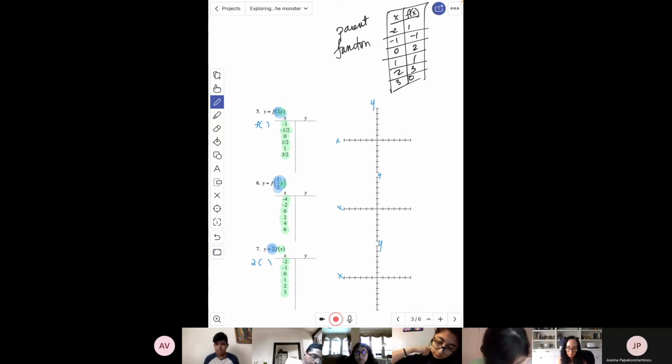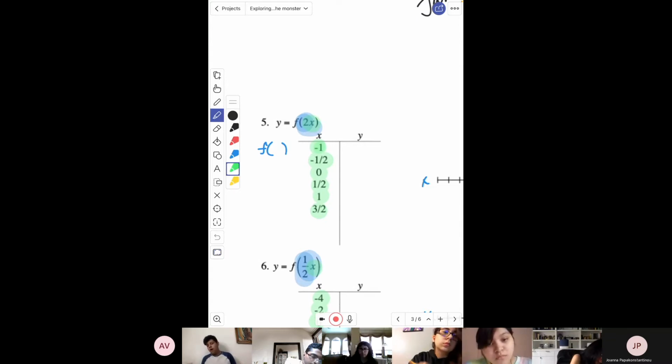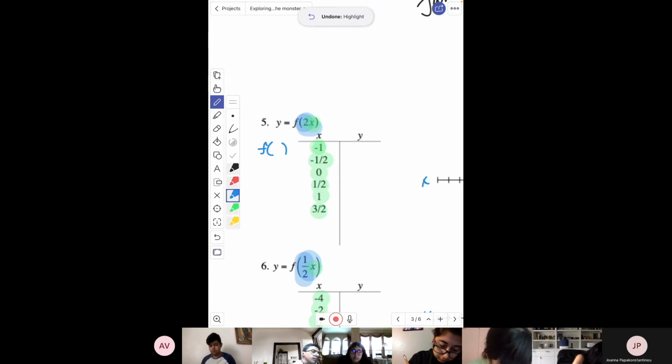Miss, can you help me with number 5? Absolutely. So what we're doing in number 5 is we're taking each of these x values and substituting in here. What this is saying is originally I'm going to go back to my parent, but I'm going to look at f evaluated at 2 times this x, which is -1. Do you see? I'm just substituting this value in for x.